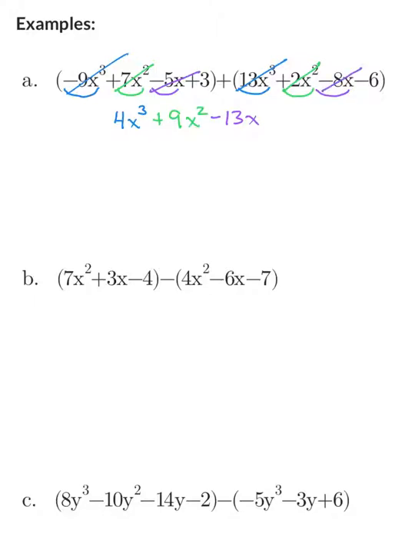And finally, we have plus 3 and negative 6. If we combine those, we get negative 3. We have different signs. Remember that we are going to subtract and keep the sign of the larger number. And so we are done. This is our final answer. Our final answer is 4x cubed plus 9x squared minus 13x minus 3.